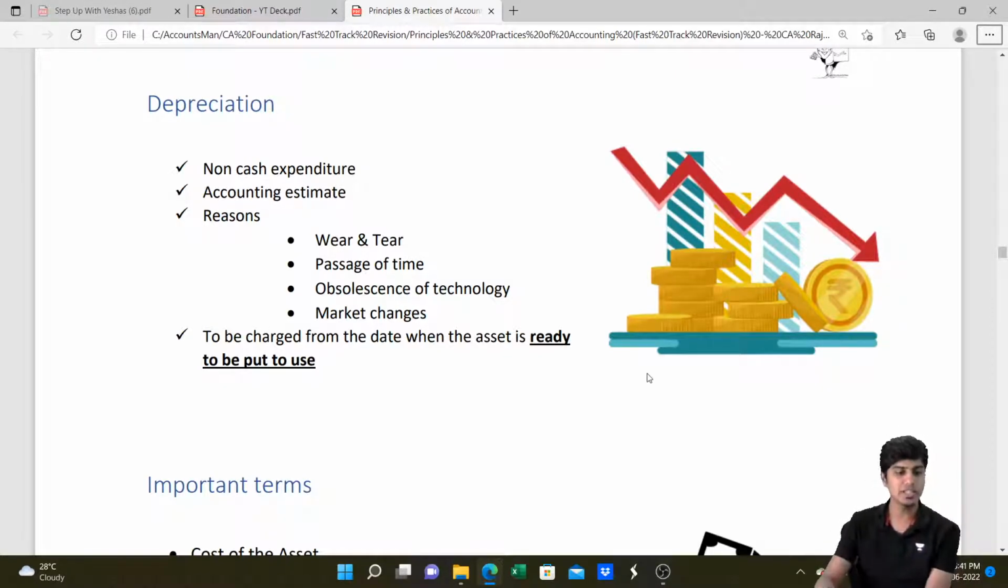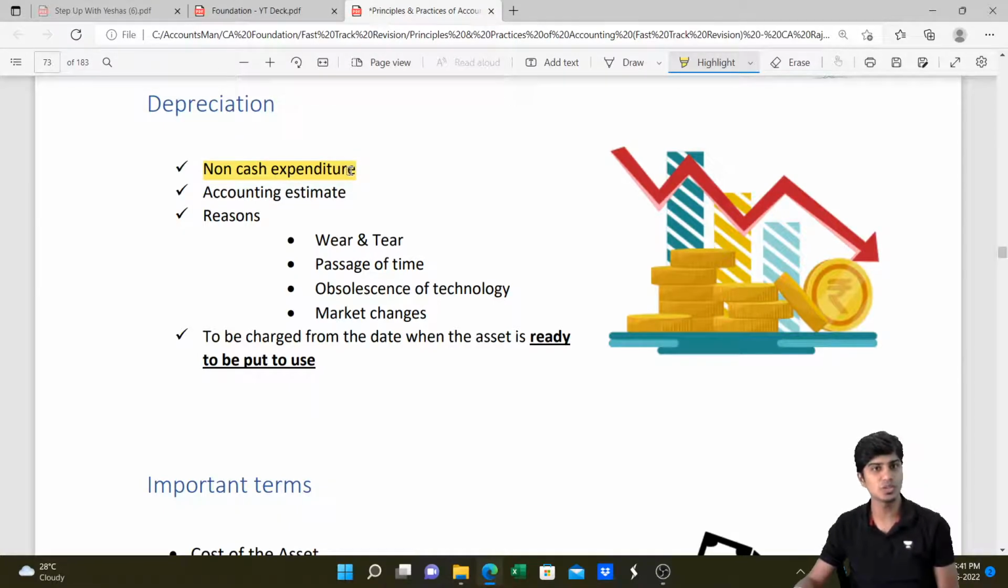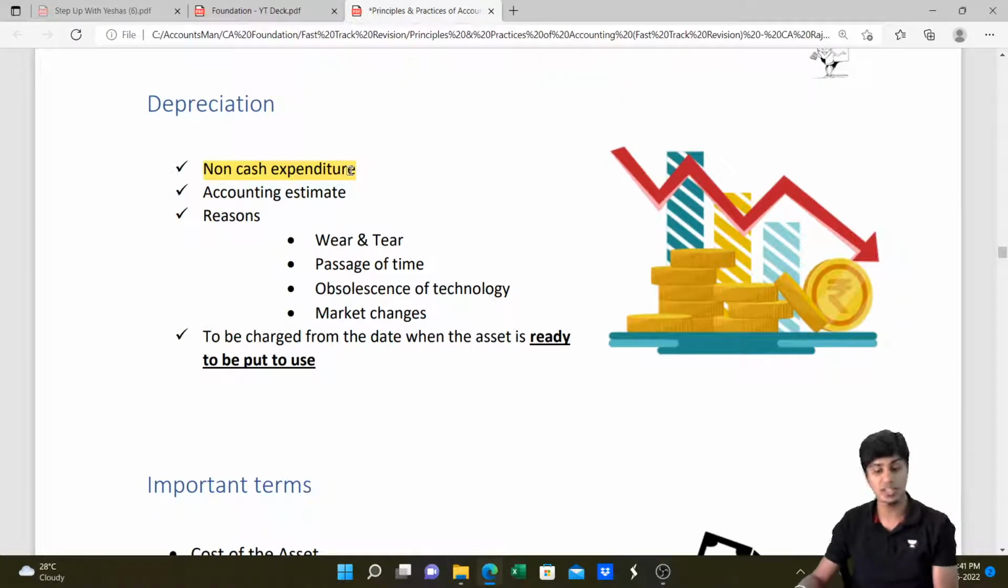So let's start depreciation. Depreciation is the allocation of the huge cost of the asset over its useful life, and it is not an expenditure which would affect us in cash. It's a non-cash expenditure. You buy an asset today and use it for 10 years. So the expenditure that you incurred on buying the asset today will be written off over the period of 10 years, that is the useful life of the asset. That, my friends, is depreciation.